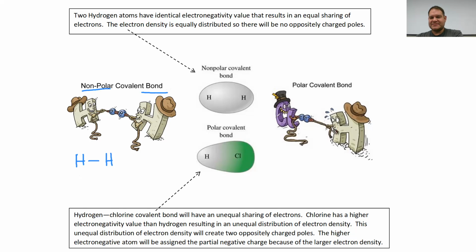But let's contrast this to a tug of war match between chlorine and hydrogen, okay? Now, if you look at your electronegativity values, chlorine has a much higher electronegativity value than hydrogen. As a result, the chlorine atom is going to be winning this tug of war match. It is going to pull on those electrons with a greater strength than hydrogen, all right?